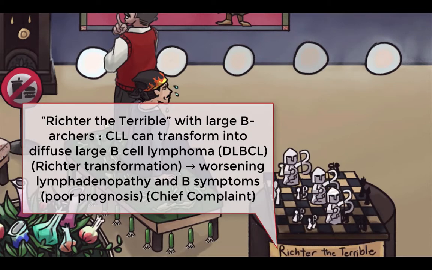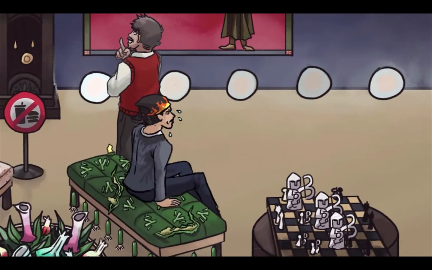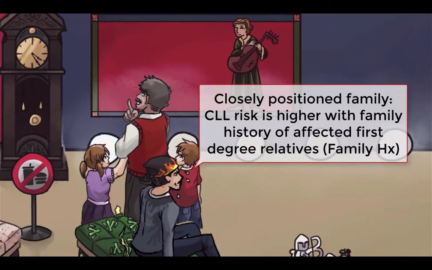CLL can become more acute if it transforms into an aggressive diffuse large B cell lymphoma, depicted by this diffusely large B cell archer dwarfing the rest of the field. This process is called the Richter transformation and has a poor prognosis. Patients present with worsening lymphadenopathy and B symptoms and deteriorate quickly. Family history is a risk factor for CLL, with a higher incidence in patients with affected first degree relatives.